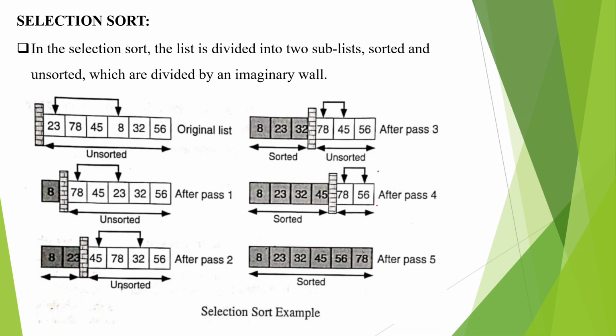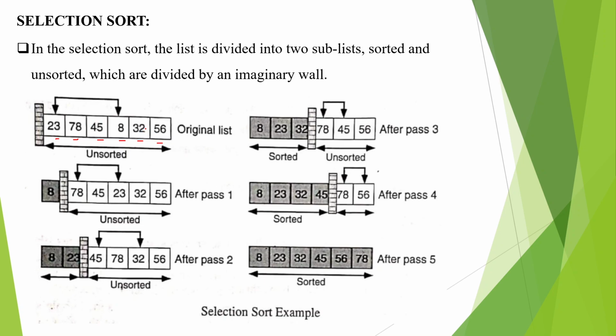Between the sorted list and the unsorted list, we maintain an imaginary wall. So here you can see this is the given list. This whole thing is your given list. 1, 2, 3, 4, 5, 6 items we have, some random items.